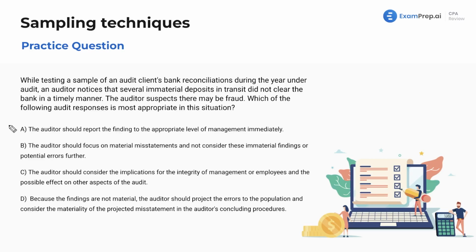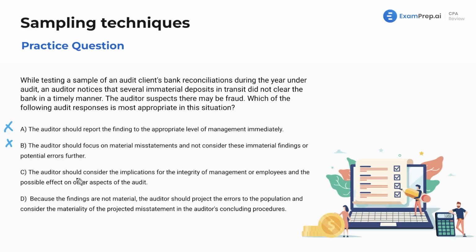So I'm going to preliminarily cross off letter A. Next, we have the auditor should focus on material misstatements and not consider these immaterial findings. I'm going to disagree with that. It's fraud, and while it's immaterial, if you suspect fraud, you should still look into it. You need to look into that fraud. You can't just not look into it.